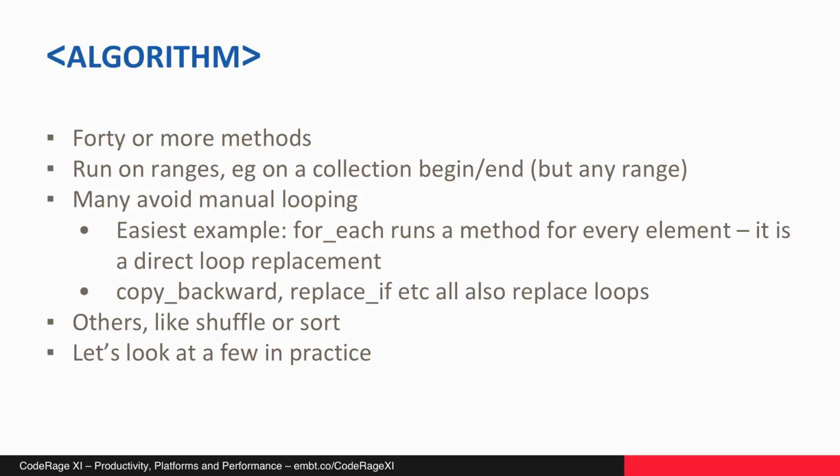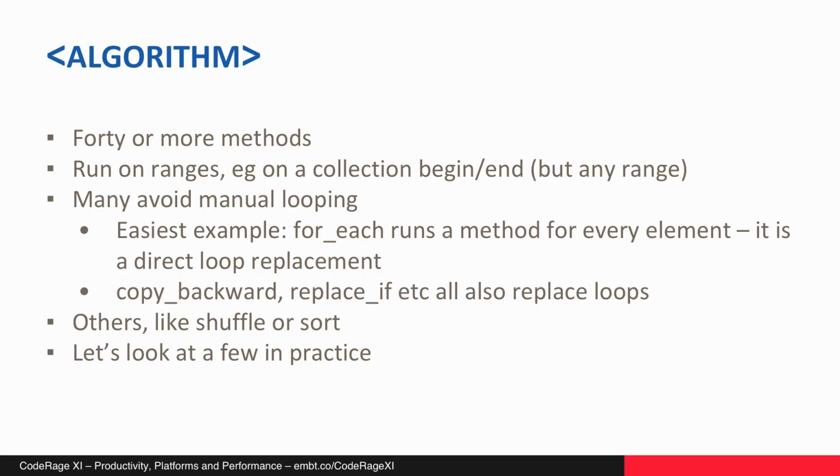These do a wide variety of things. Many of them avoid manual looping. The easiest example there is the algorithm called for each. It runs a particular method, such as a functor or a lambda, that you pass into the for each method, and it runs that method for every element, and that is a direct loop replacement. So why would you want that? Well, basically so that you don't have to write a loop. You end up writing less code, and you can pass in a little function object, which is a very clean way to run something for every element.